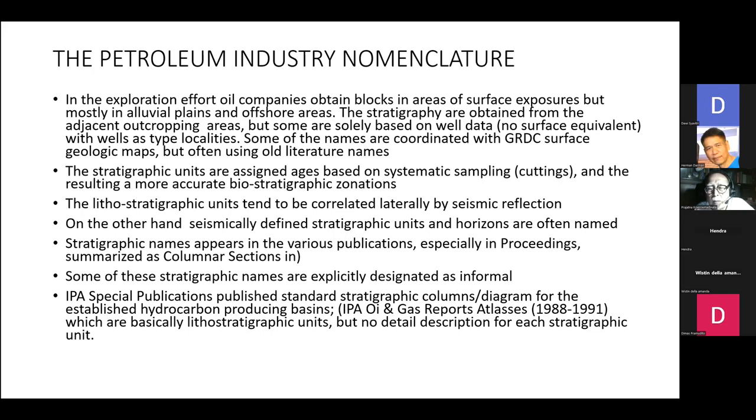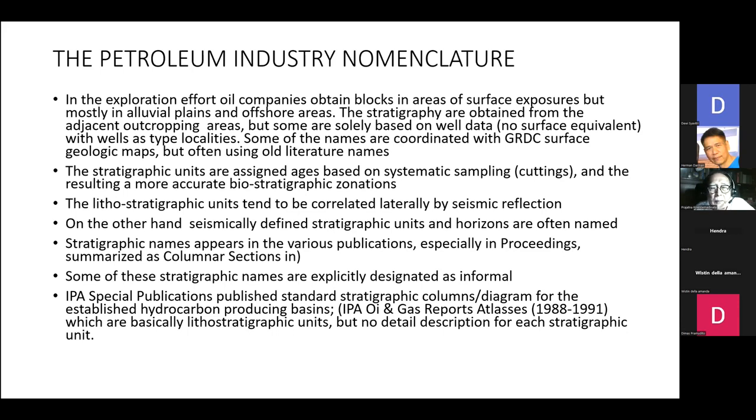They can fade, edge out, and shale out or change phase laterally. But seismic reflections tend to be continuous, laterally much extended, although probably the reflection becomes less and less. On the other hand, seismically defined stratigraphic horizons are often named. So stratigraphic names have appeared in various publications as part of report writing and are summarized as columnar sections. Some stratigraphic names are explicitly described, mixed data and informal.